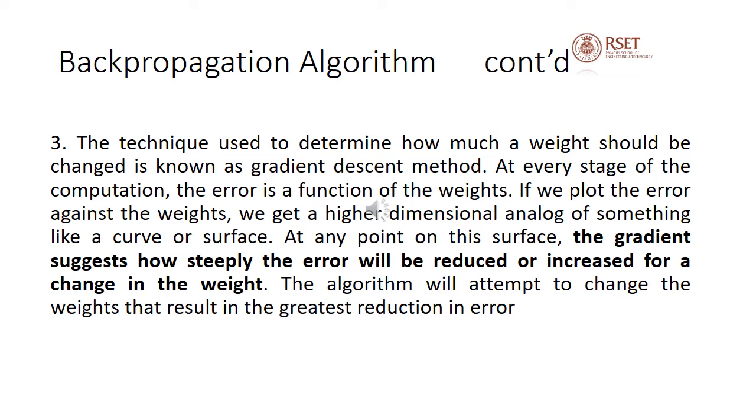And if we plot the error against the weight, we get a higher dimensional analog of something like a curve or a surface. So at any point on this surface, the gradient suggests how steeply the error will be reduced or increased for a change in the weight. So this algorithm will attempt to change the weights that result in the greatest reduction in error.